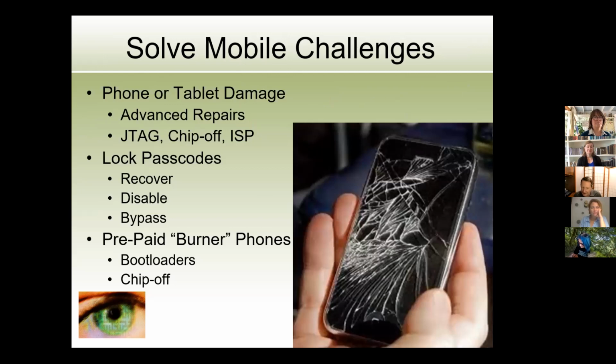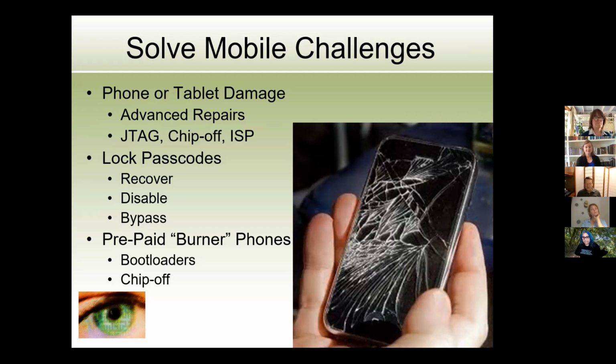But there's problems. Mobile device forensics is not easy. It's not for the faint of heart. There can be hardware damage like you see here. The screen usually is not so bad, but there's all kinds of other things that can be broken as well. So we do advanced repairs, and we have advanced hardware techniques to get extractions of the evidence from the phone, things like JTAG, chip-off, and ISP, which we'll talk a little bit about later.